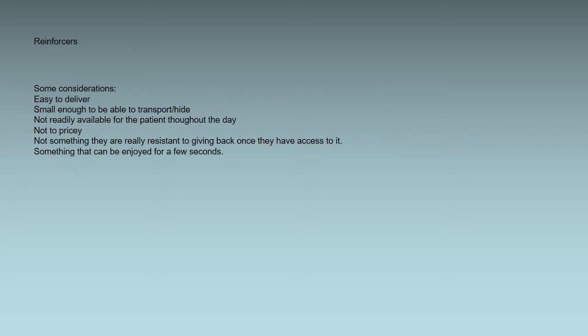But of course there are some considerations that you want to make. Reinforcers should be easy to deliver. They should be small enough to be able to transport or hide. Basically, you have to be able to be in control of them. They should not readily be available for that patient throughout the day. Otherwise, remember, they won't be in that deprivation state. I put on here they shouldn't be too pricey, because if we have to buy some of them for reinforcement, we don't want to spend tons of money doing that.